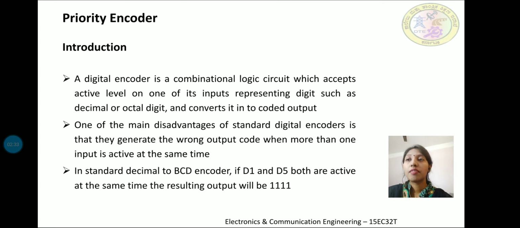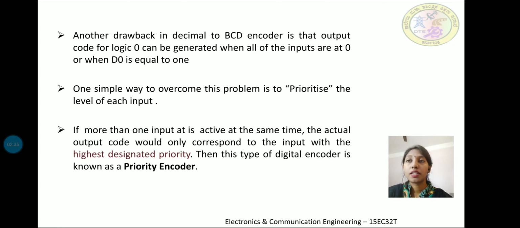One more disadvantage in the simple encoder is that the output 0 is obtained when digit 0 is active, and also the output 0 is obtained when all the inputs are 0. So, the output BCD code 000 is obtained under two conditions, that is when the decimal input line D0 is active and also when all the inputs are inactive.